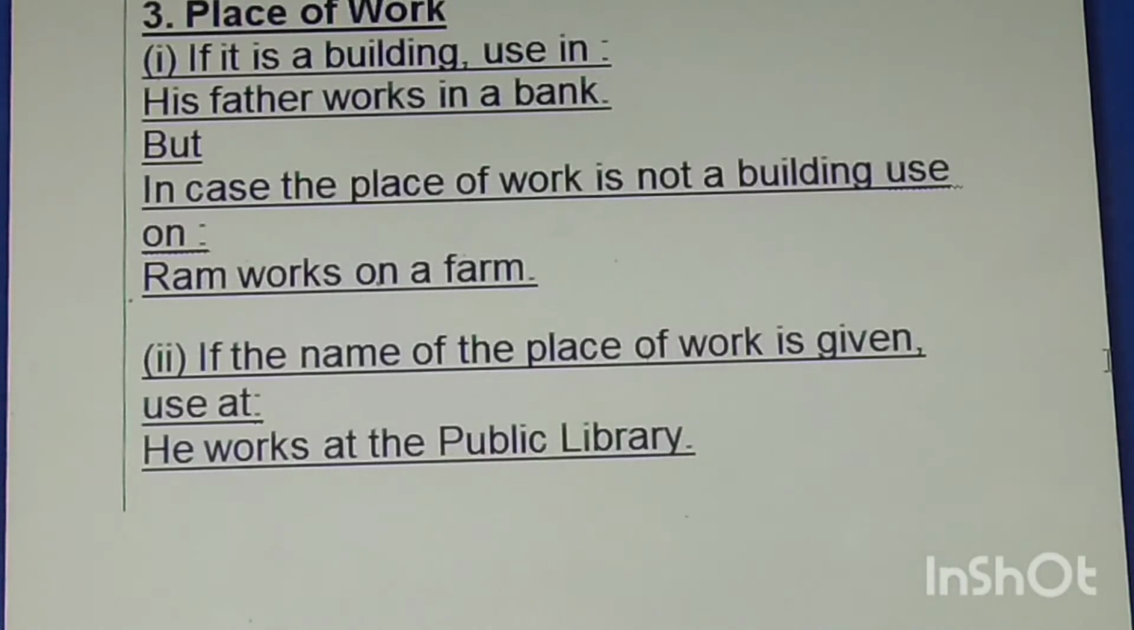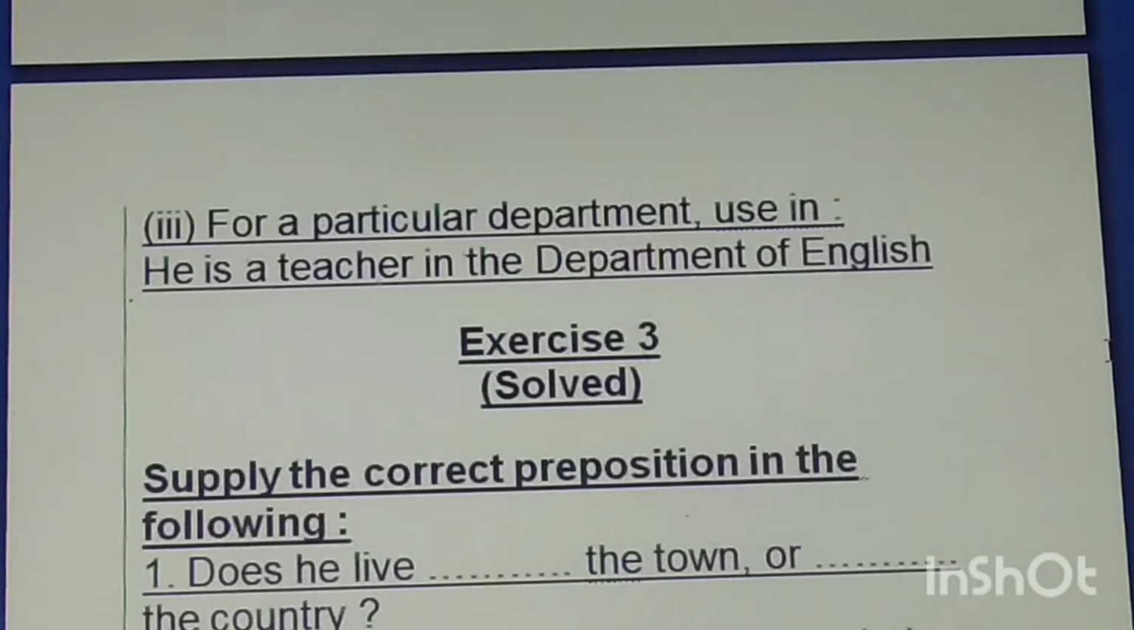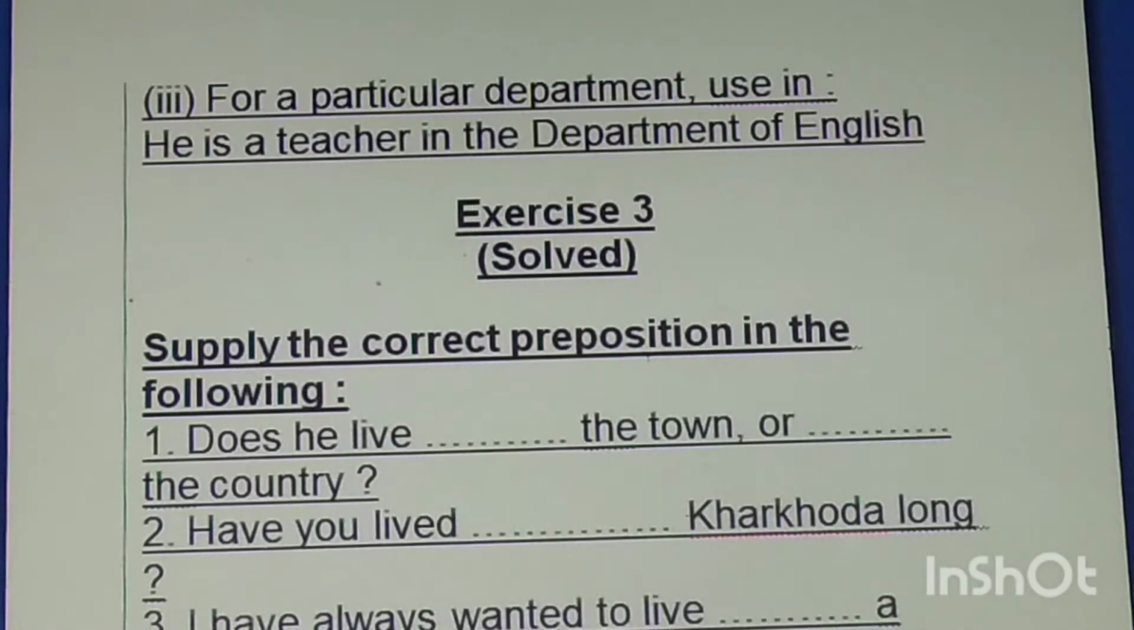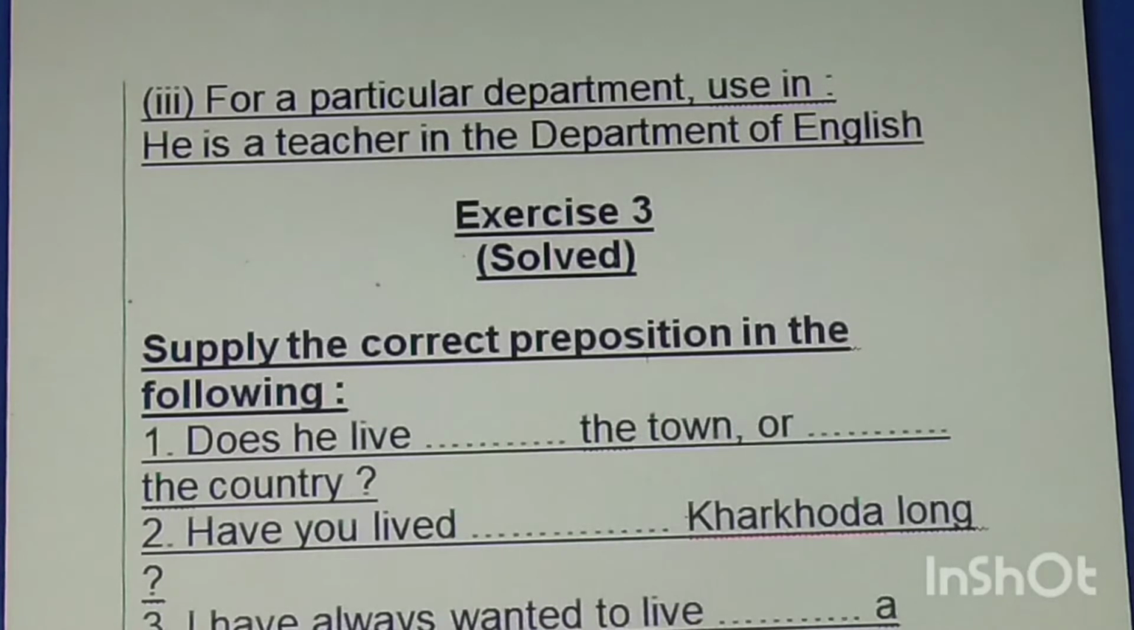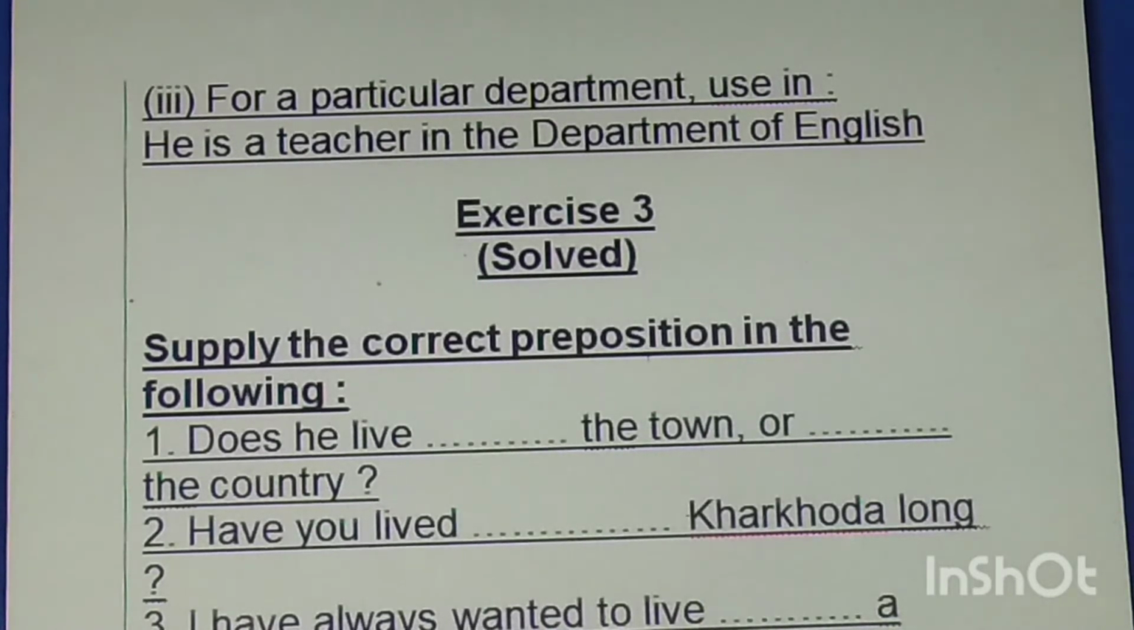If the name of the place of work is given, he works at the public library. For a particular department, use in. He is a teacher in the department of English. Okay, I have another exercise for you children. Shall we do it? Okay, very good. So, let's begin children.